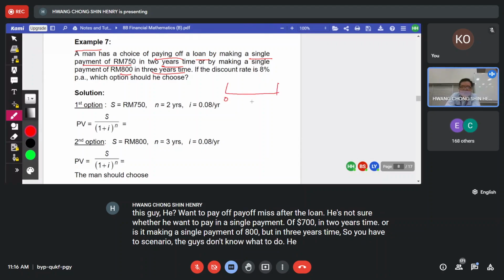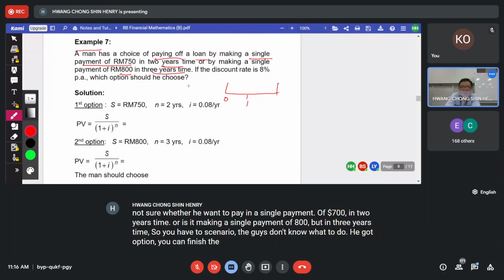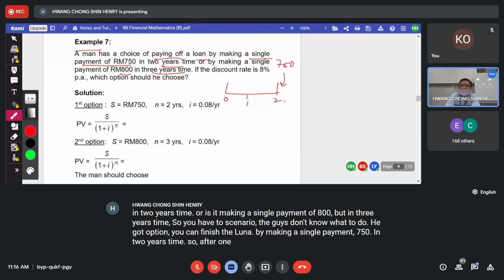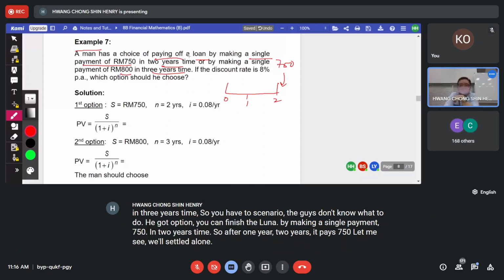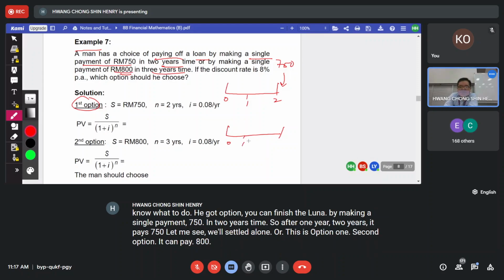He got options. He can finish the loan by making a single payment of 750 in 2 years' time. So after 1 year, 2 years, he pays 750. That means he will settle the loan. This is option 1. Second option, he can pay 800, but he has to pay in 3 years. So 1, 2, 3.